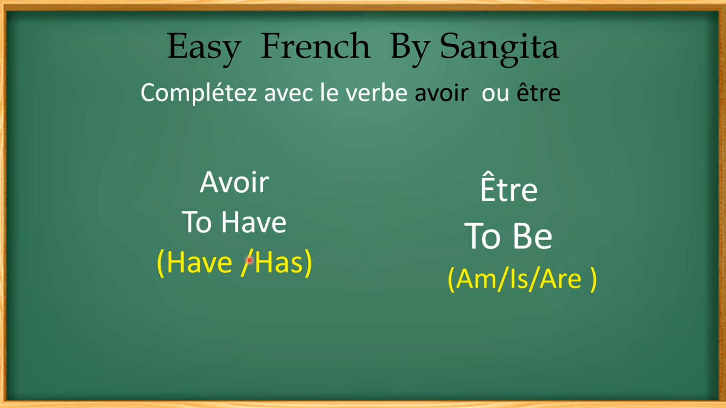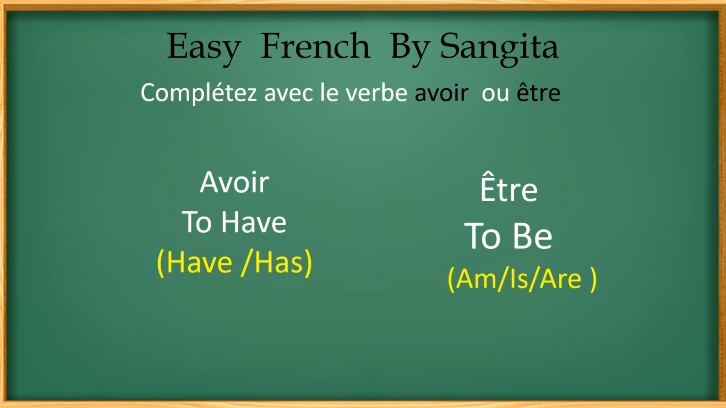Now avoir means to have, so I hope you remember the conjugation. Avoir is j'ai, tu as, il a, elle a, meaning I have, you have, he has, she has. And être, je suis, tu es, il est, elle est, means I am, you are, he is, she is. So you have to use the verb conjugation and then fill in the blanks.